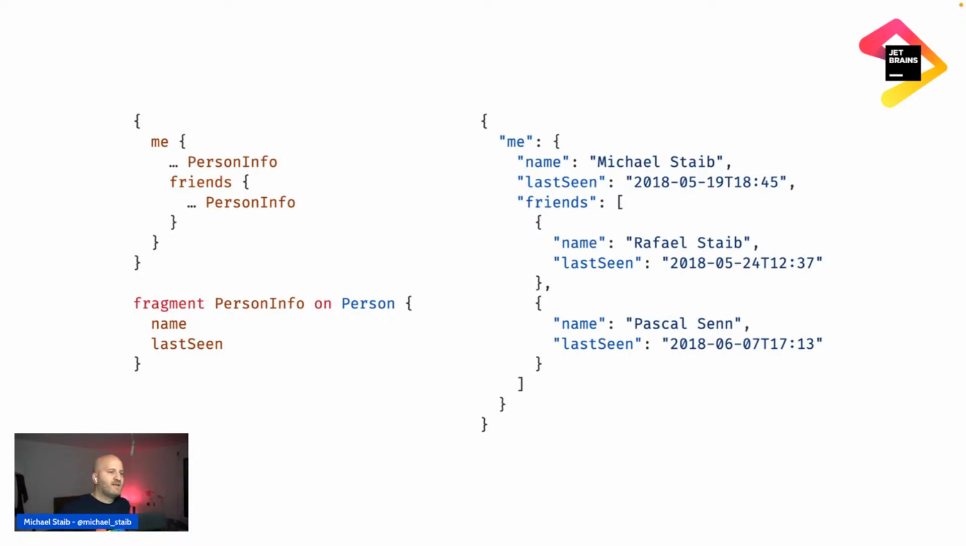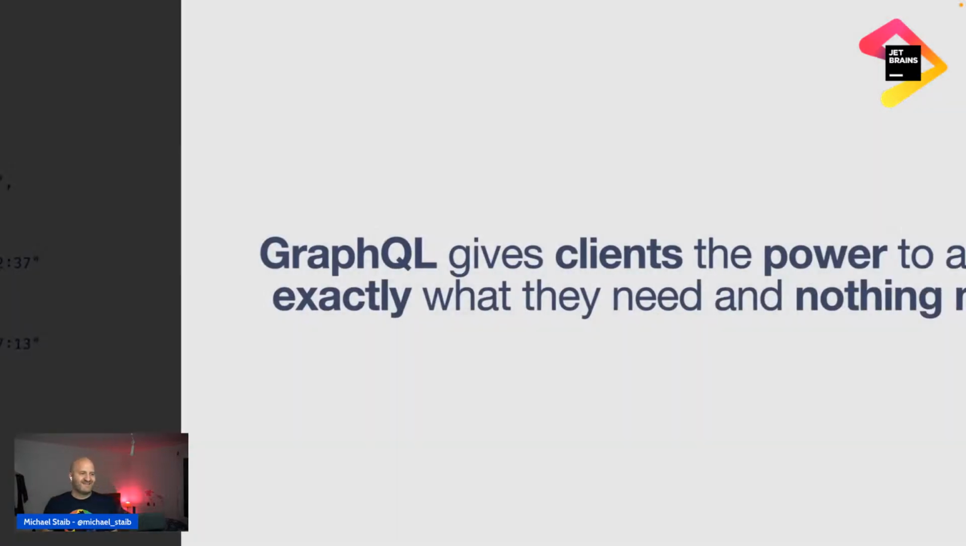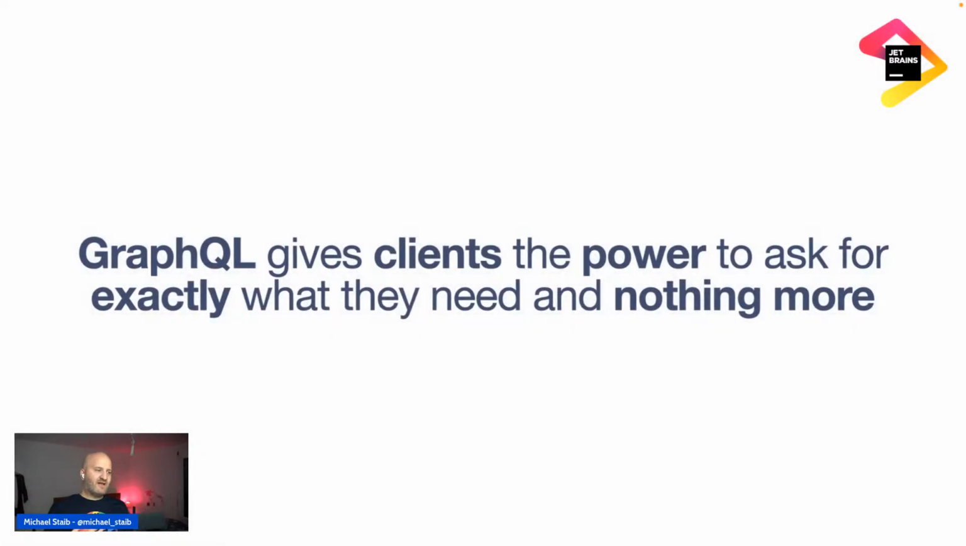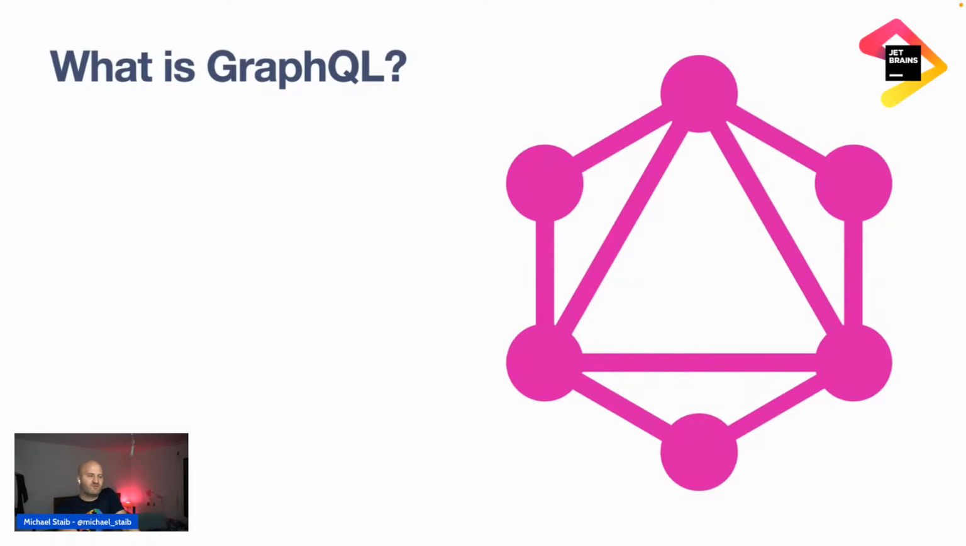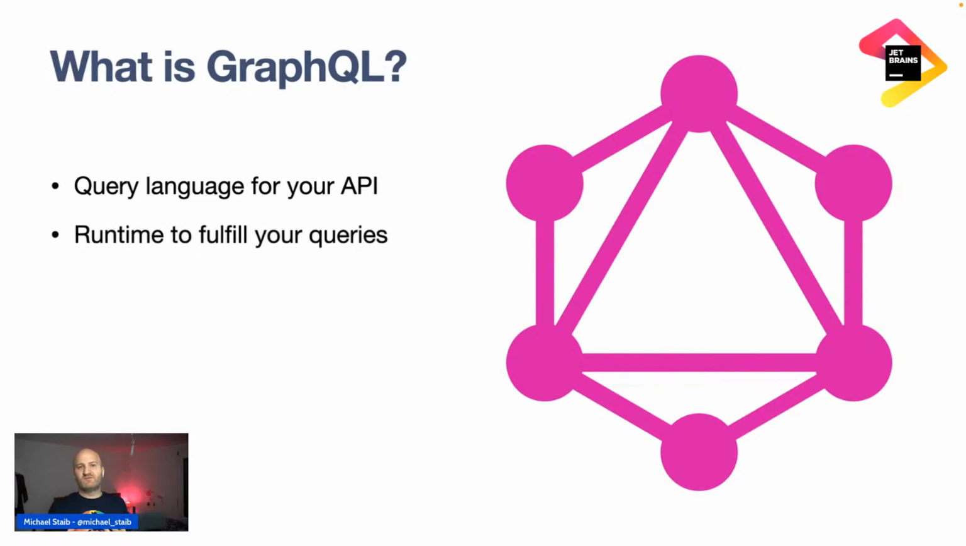Okay, let's move on. So the essence here is GraphQL gives clients the power to ask for exactly what they need and nothing more. So what is GraphQL? GraphQL is essentially a query language for your API, and it's a runtime to fulfill those queries. And that makes it fundamentally different from something like the OpenAPI specification, like, for instance, Swagger or things like that. But we will see as we move further.